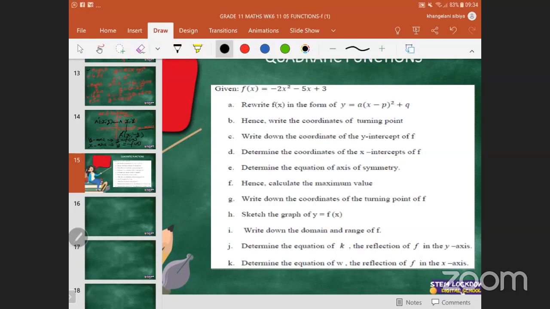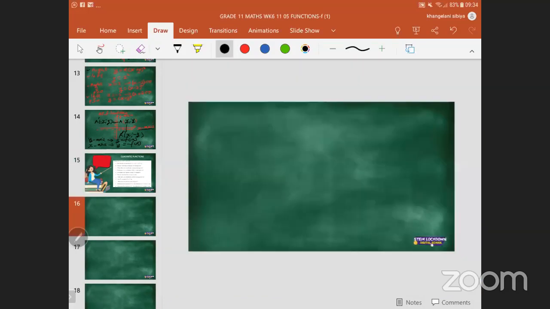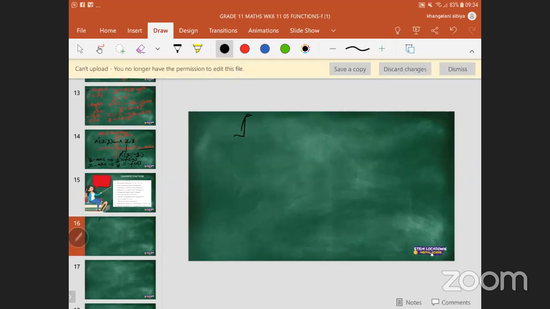Now, let's simply write our question here. Our equation, which is our classic, is given by f of x equal to negative 2x squared minus 5x plus 3. Okay, we are saying we have to complete the square in order to write it in that form.